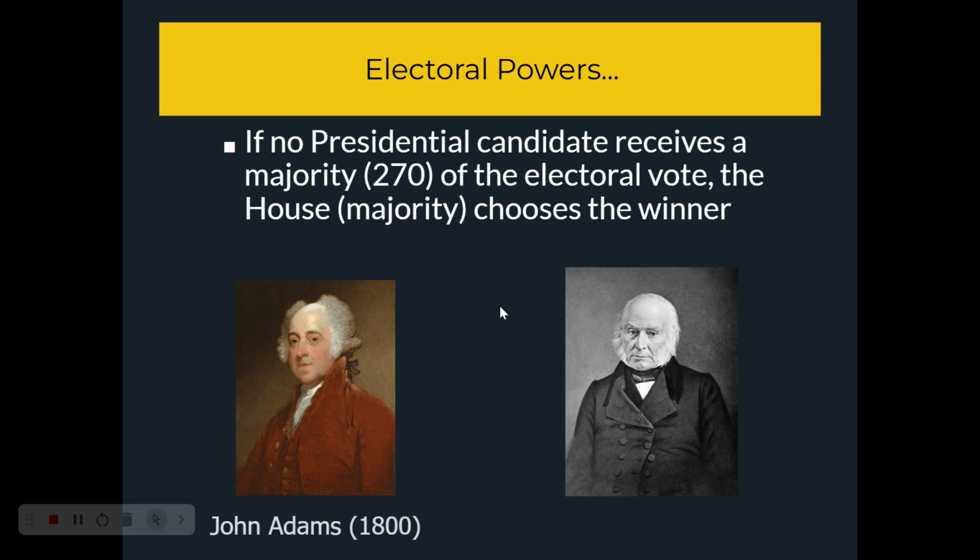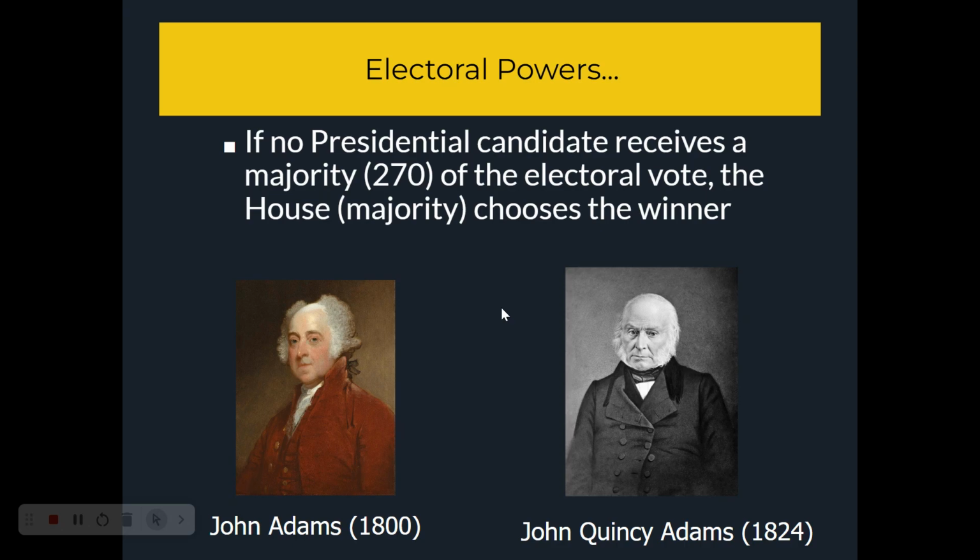So that's only happened twice in American history. John Adams in 1800 and John Quincy Adams in 1824. These are the only times in which the presidential winner didn't get 270. So then the House of Representatives had to pick. And here's the other important thing to know, like in the example of John Adams in 1800, it was a tie between him and Jefferson.